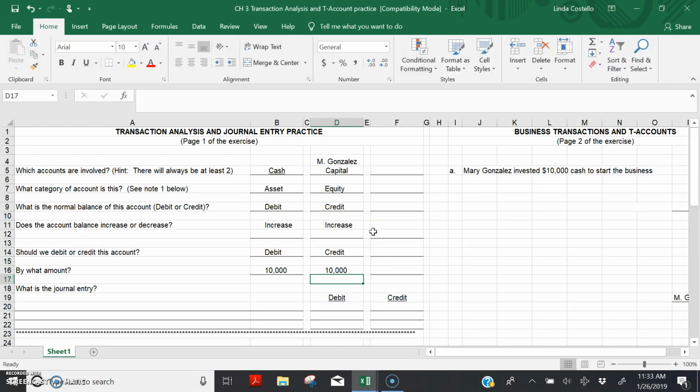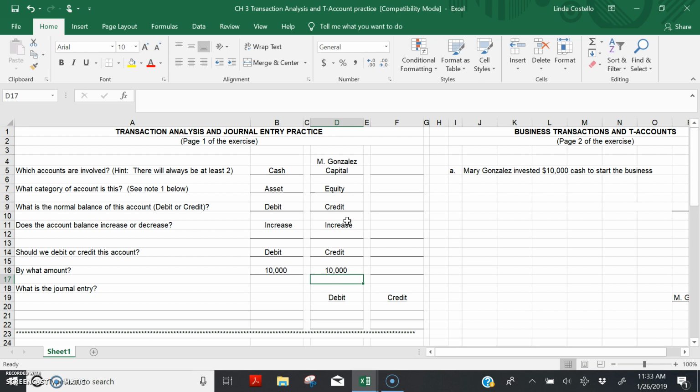Should we debit or credit the account to accomplish our goal of increasing the balance? Capital is an equity account with a normal credit balance. We want to increase its balance. Like signs add. Credit plus credit. Therefore, we need to credit the capital account to increase its balance. By how much? $10,000.